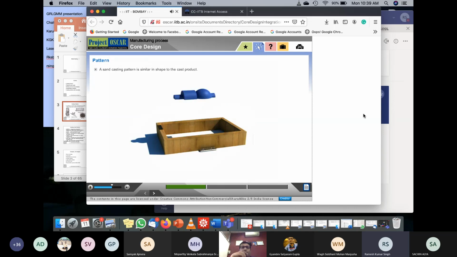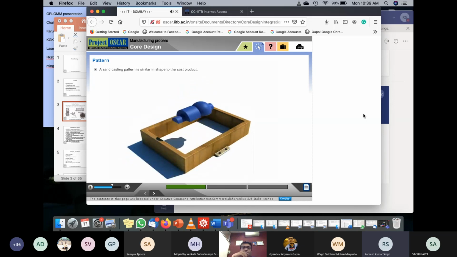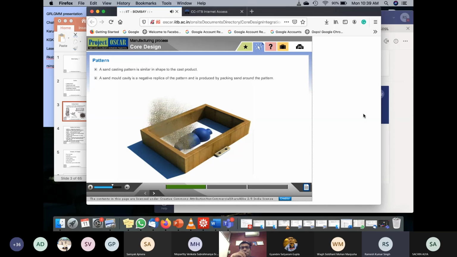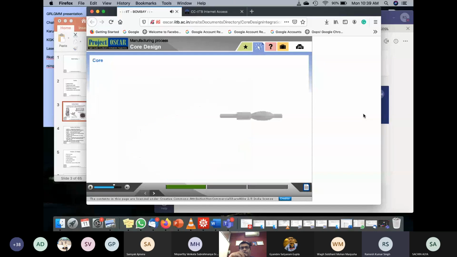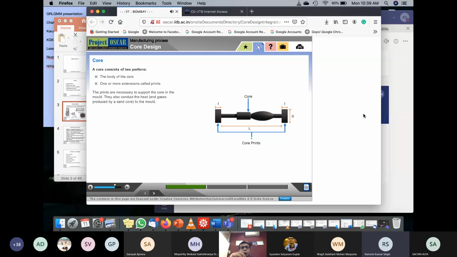A sand casting pattern is similar in shape to the cast product. A sand mold cavity is a negative replica of the pattern and is produced by packing sand around the pattern. Core: a core consists of two portions, the body of the core and one or more extensions called prints. The prints are necessary to support the core in the mold. They also conduct the heat and gases produced by a sand core to the mold.